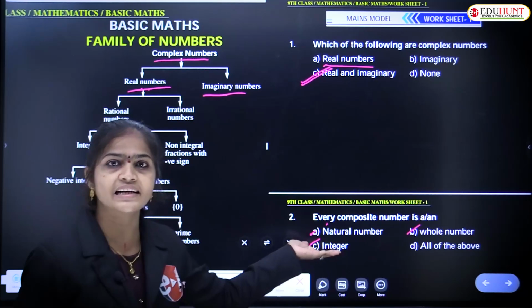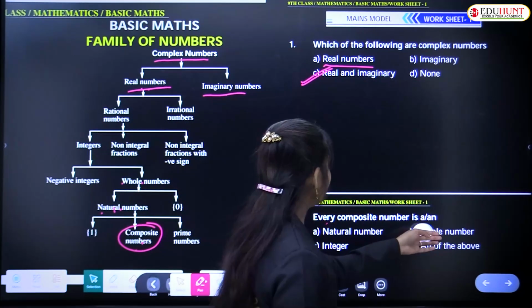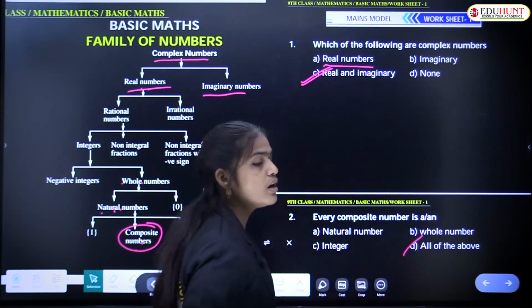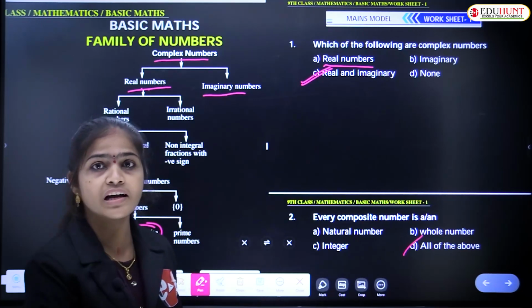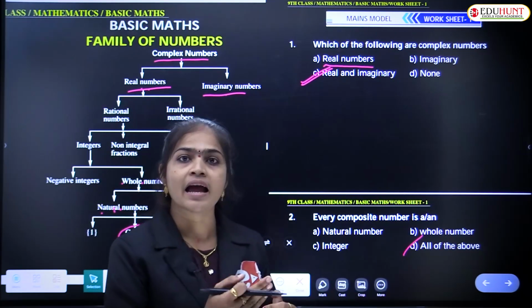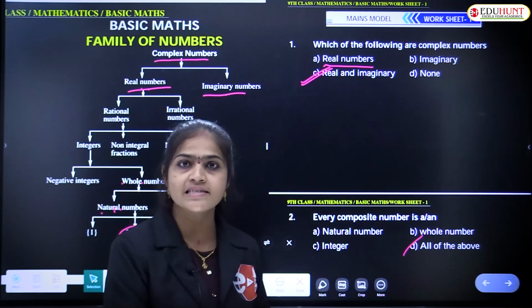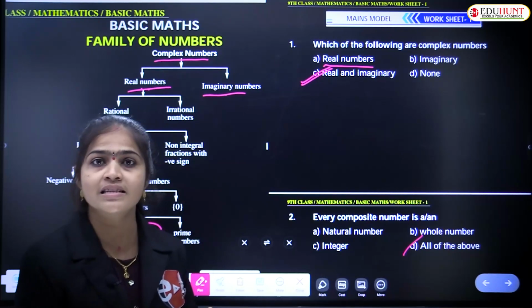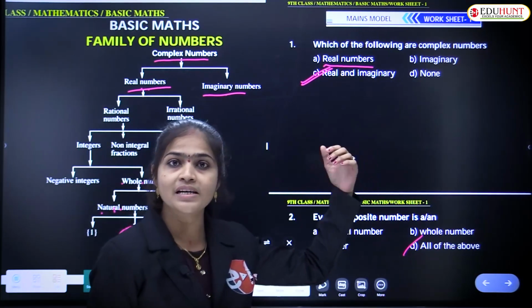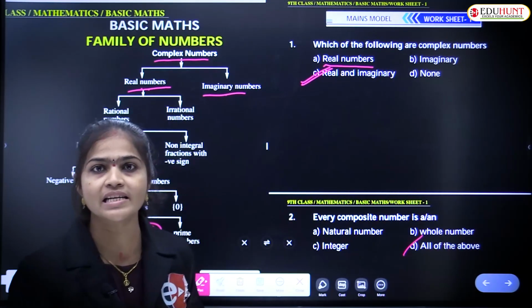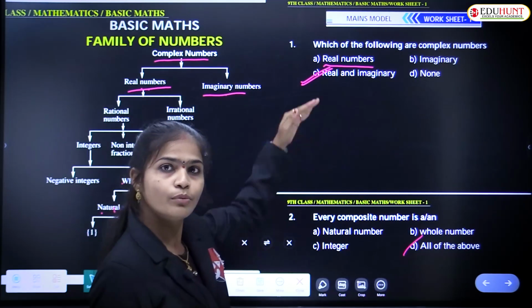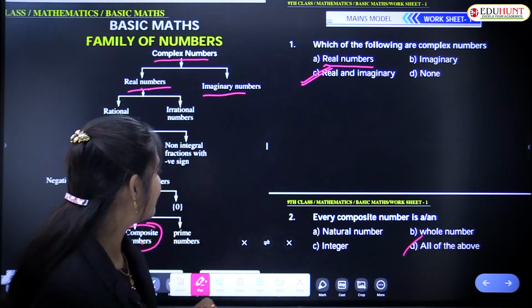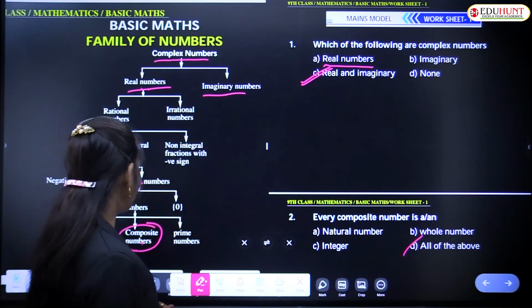Which option is correct here? Yes, the option is all of the above. Why? Because all composite numbers are natural numbers, whole numbers, integers, rational numbers, real numbers, as well as complex numbers. Okay, bottom to top. Clear? So let us see the third question.